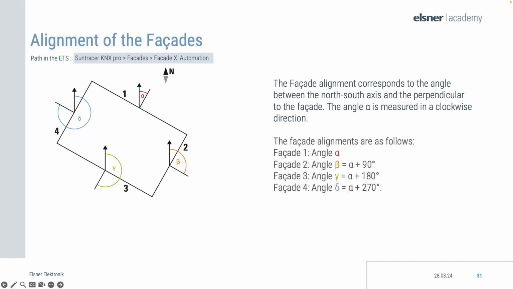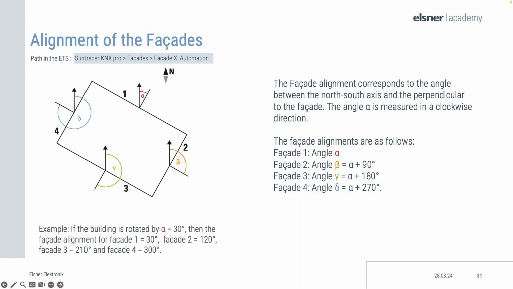In the example, the angle here marked in red is rotated by 30 degrees to the north. Thus, the alignment for the facades corresponds to alpha equaling 30 degrees. The other angles result from the angle alpha plus 90. You can see this in the figure. The facade alignment results are as follows: facade 1 with the following angles.